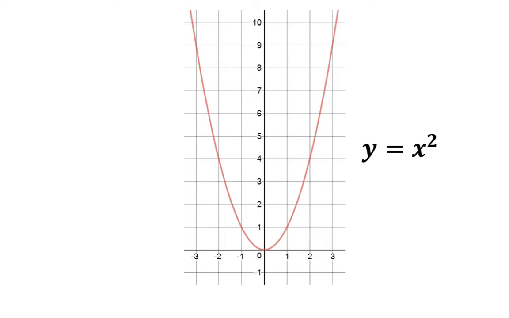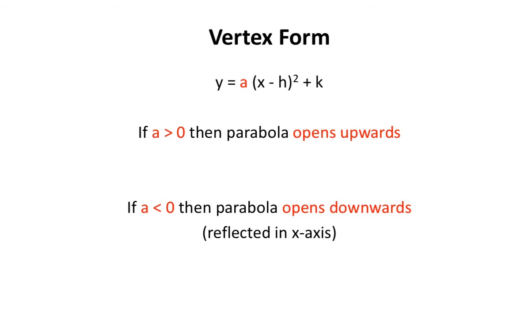Before we begin, let's review the most basic form of a quadratic relation, and that is y equals x squared. All of the transformations today are relative to this parabola. In vertex form, the variables of a, h, and k all mean something different. We're going to take a look at a first.